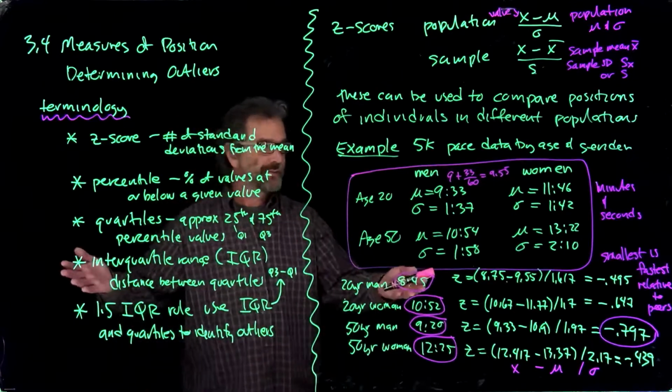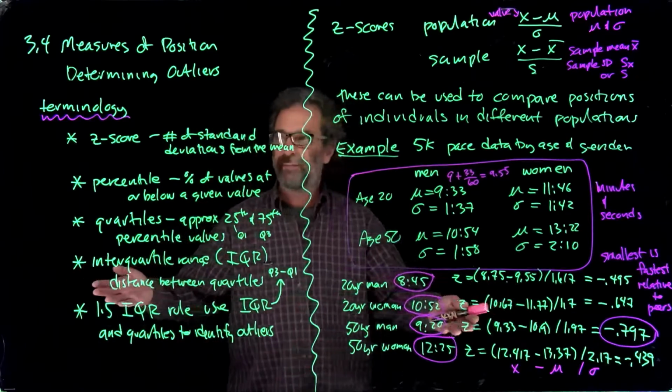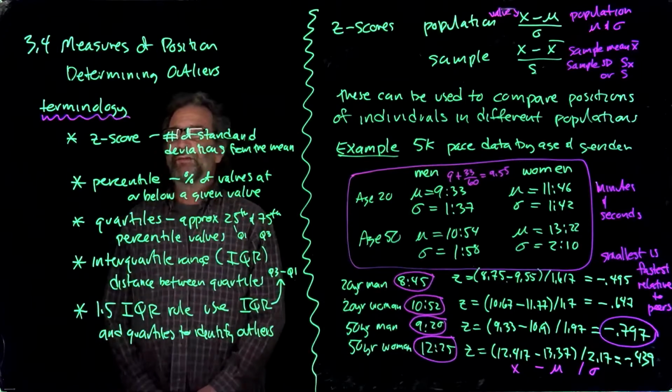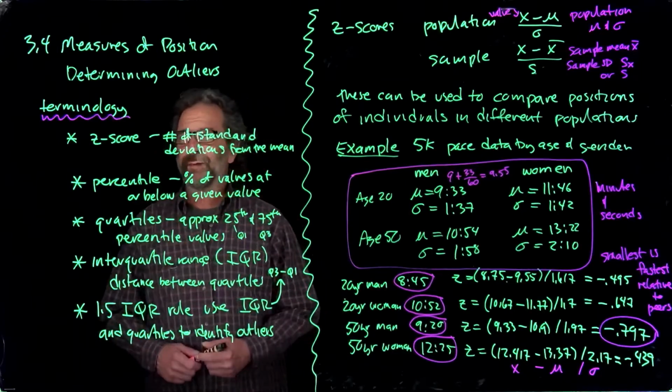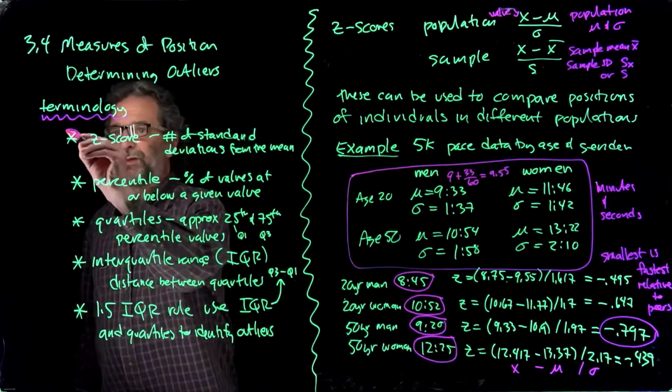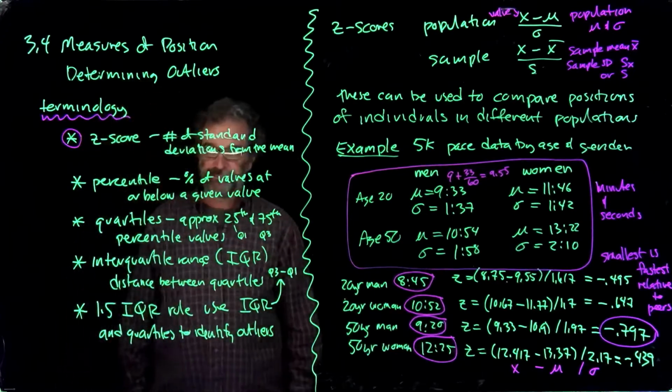So here's the slide I was working on. I'd finished it. It was a beautiful thing, but now I'm going to have to go through it again. Here we go. Section 3.4, measures of position and determining outliers. So this particular slide is just going to cover z-scores.